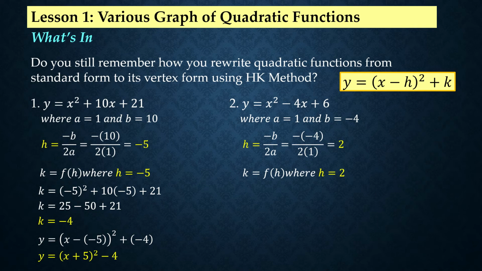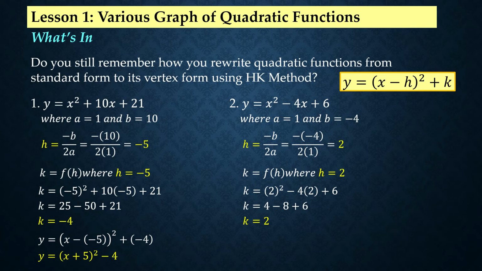to the original equation y equals x squared minus 4x plus 6. So that would give us k is equal to the square of 2 minus 4 times 2 plus 6. The square of 2 is 4, 2 times 2 is 4. Now, 4 times 2 is 8. So, 4 minus 8 plus 6. Using a calculator, subtract and then add, the result would give us positive 2 as the value of k.